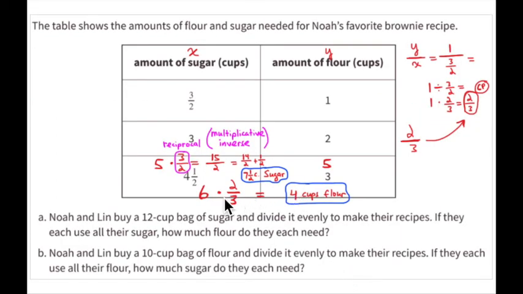Noah uses 7.5 cups of sugar for 5 cups of flour. So this is less sweet. It's using less amount of sugar for that 5 cups of flour. So with 2 representations, go for the constant of proportionality, which is the same as the slope, first. Figure that out first, and then you can use that to solve the problem.